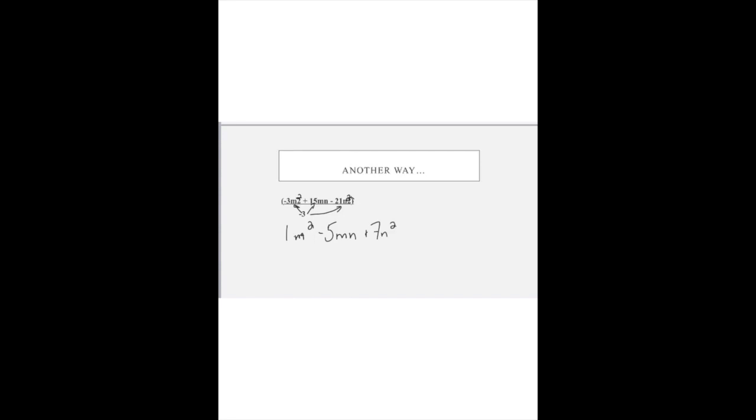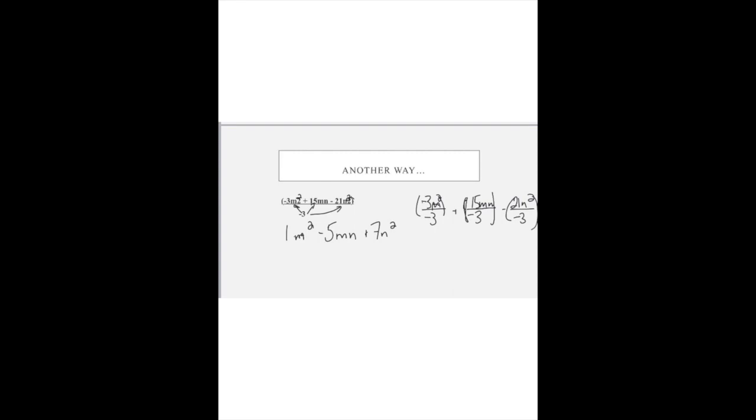You could break that down into smaller situations, so you could look at it individually as negative 3m squared over negative 3, plus 15mn divided by negative 3, and then minus 21n squared over negative 3.